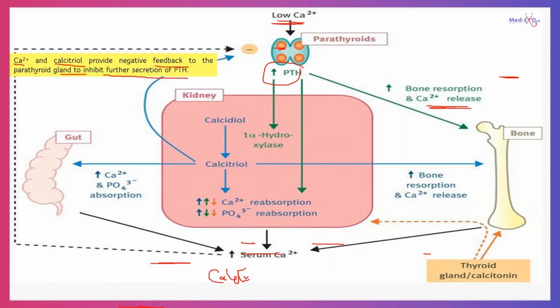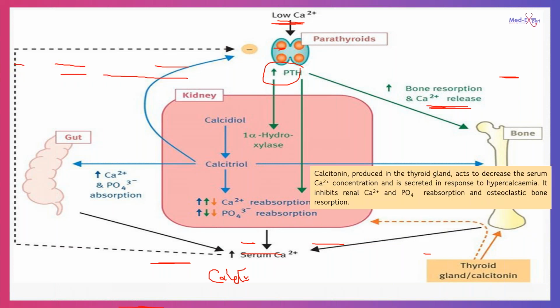In response to hypercalcemia, or increased calcium concentration, calcitonin will be produced from the thyroid gland. It will inhibit renal calcium and phosphate reabsorption and osteoclastic bone resorption, and also it will inhibit the intestinal absorption of calcium to lower the level of the calcium in the blood.